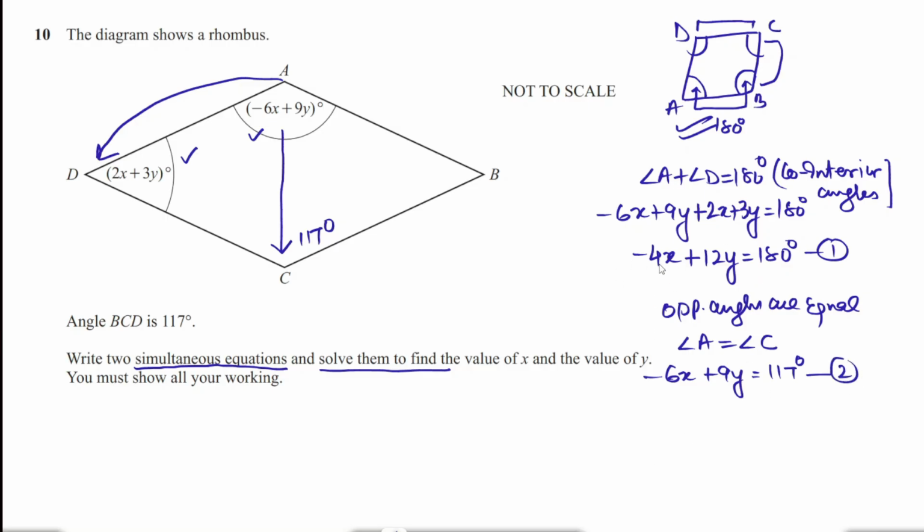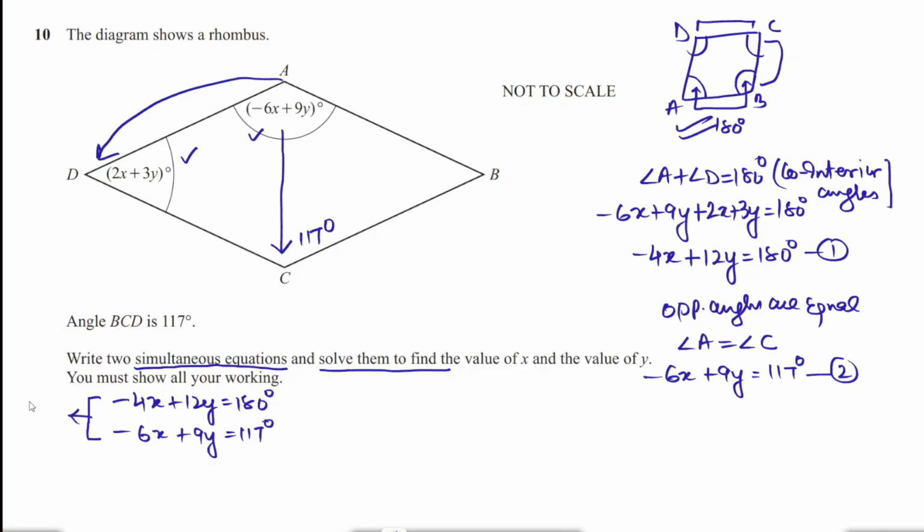So we have here minus 4x plus 12y equals 180 and minus 6x plus 9y equals 117. And now we need to do the method of elimination, whichever is convenient to you. So minus 4x plus 12y equals 180 degrees. And you can ignore the degrees here. That really is not required. Doesn't matter. So what do you see here? 6 and 4. If you see 6 and 4, we need to make them both the same.